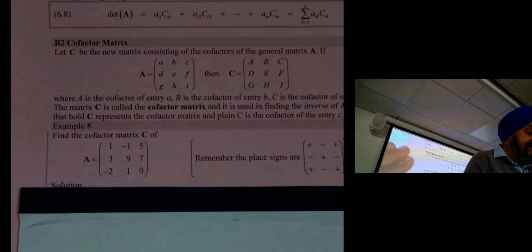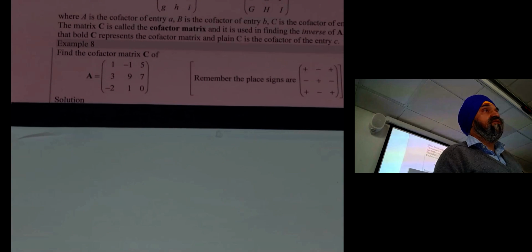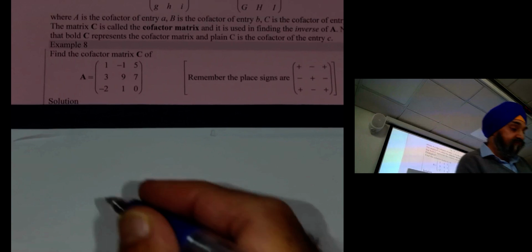Now, let's find the cofactor. I want to just find some of the entries. Let's find the cofactor matrix C of this 3 by 3 matrix. Let's just do 1 or 2 entries. How do we find the cofactor of 1?